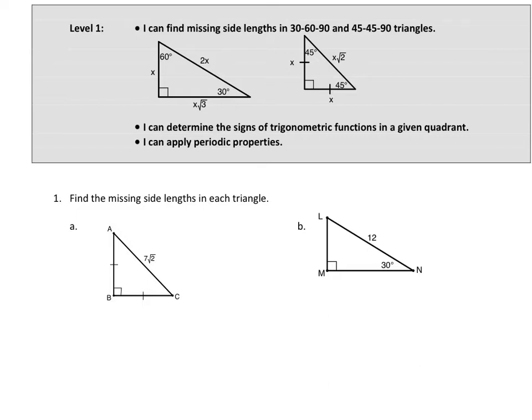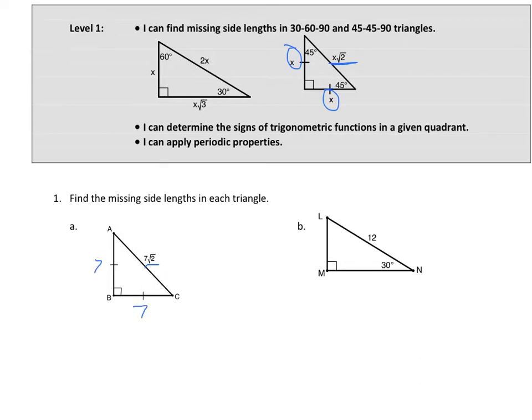With 45, 45, 90 triangles, the two legs of the triangle are the same always, and the hypotenuse is whatever the leg is times the square root of 2. So in example A, when we have a hypotenuse of 7 radical 2, the legs would each be 7.